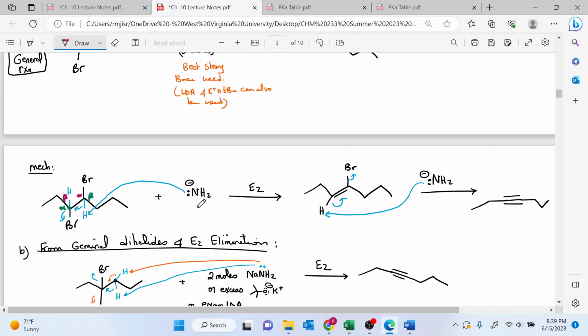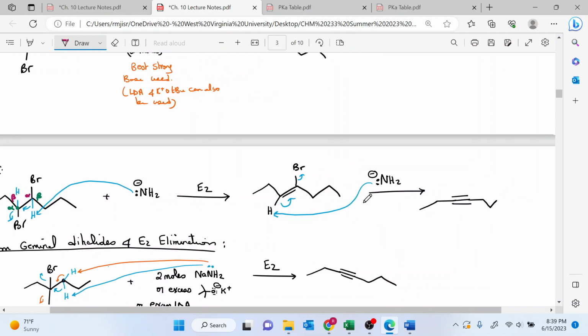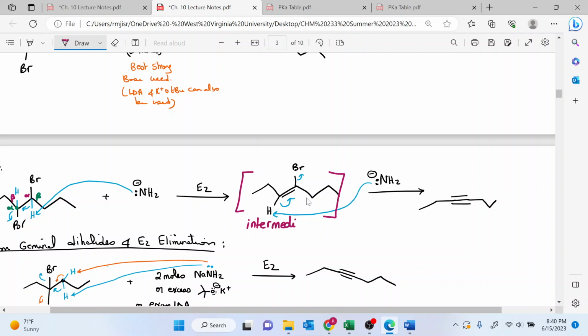So the idea here is that the base is going to come, take the beta hydrogen, form a double bond, and the bromine is going to leave. You're going to end up getting an intermediate. But the problem with this type of intermediate is that you cannot isolate it. So this intermediate here, you cannot isolate. This is why we call it an intermediate and not a product, because you cannot get that intermediate and stop the reaction.